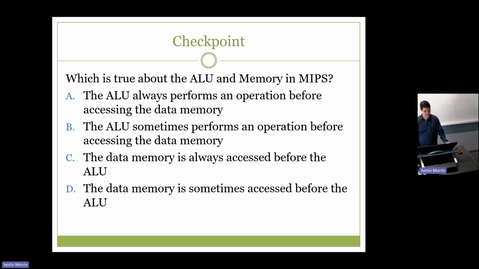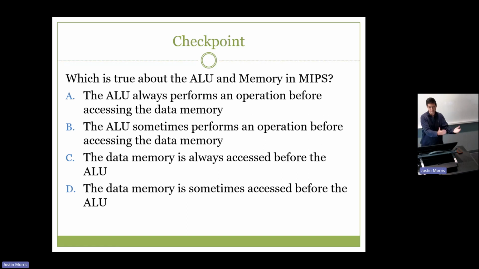The ALU will always perform an operation before accessing data memory because we need to calculate the real address, which is the register as the base address, and the immediate as the offset, right? Even if the immediate is 0, I still need to do that add, right? So this one is A. So the ALU always performs an operation before accessing the data.